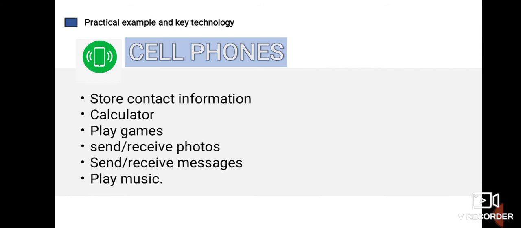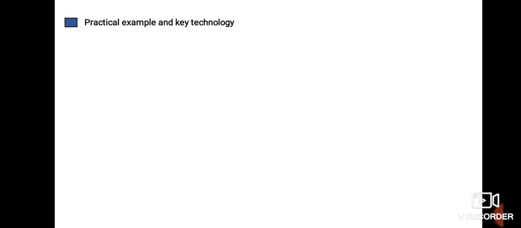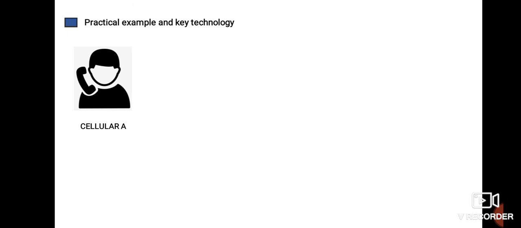Now we'll see how a cell phone performs such multiple tasks along with all these extra functions. This technology uses waves, and cell phones use digital technology. So when you speak into a cell phone, suppose a person, cellular A, is making a call, what actually happens when you make a call?